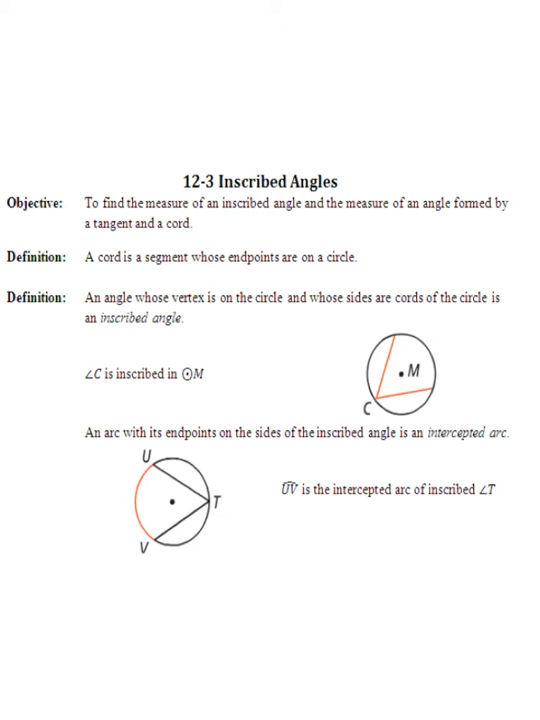Welcome to 12.3. In this section we're going to be talking about inscribed angles. The objective is to find the measure of an inscribed angle and the measure of an angle formed by a tangent and a chord. So we already know what a tangent is. We talked about that in 12.1. But a new one we have is a chord, which is a segment whose endpoints are on the circle.